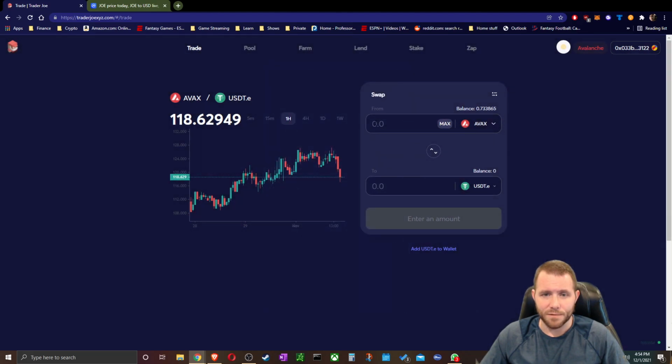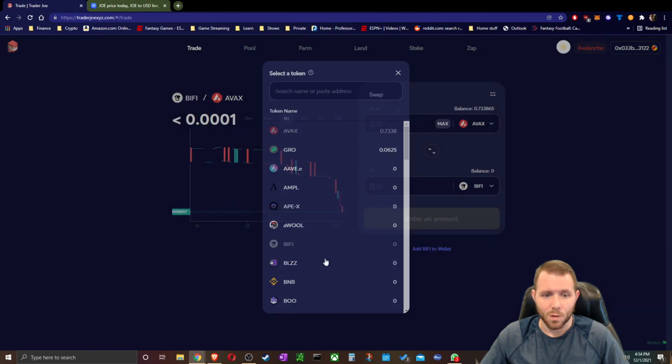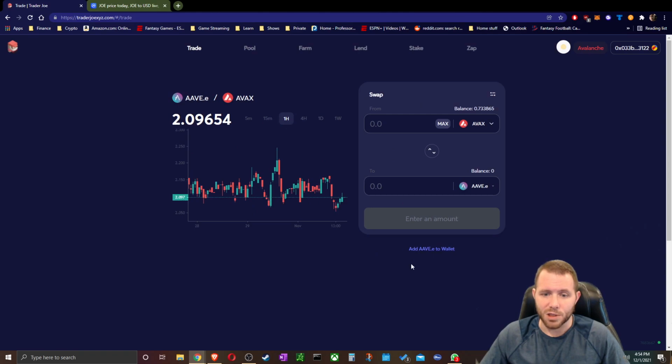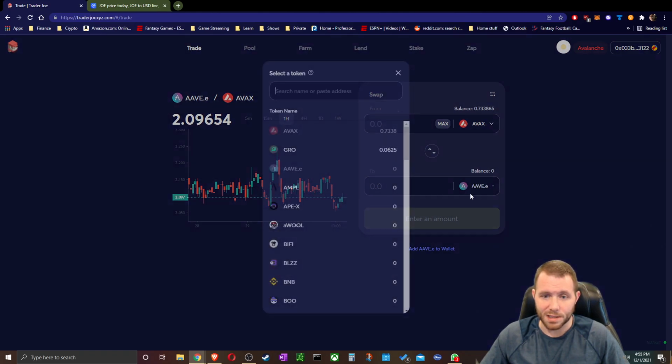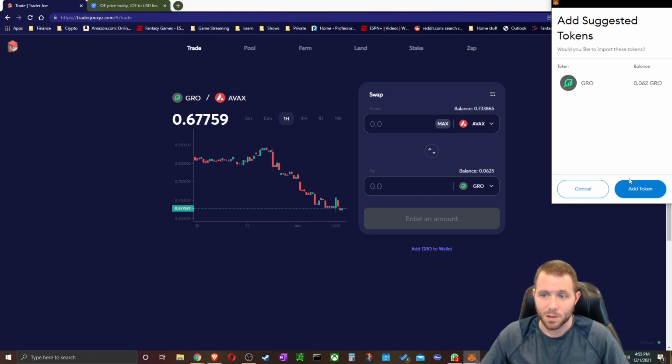Now, that being said, if you swap for one of these down here, let's say AVAX or BiFi, it doesn't really matter what it is, you'll notice this down here changes. So you can add the token to your wallet so it shows up. So for example, Grow, I can add Grow to my token.